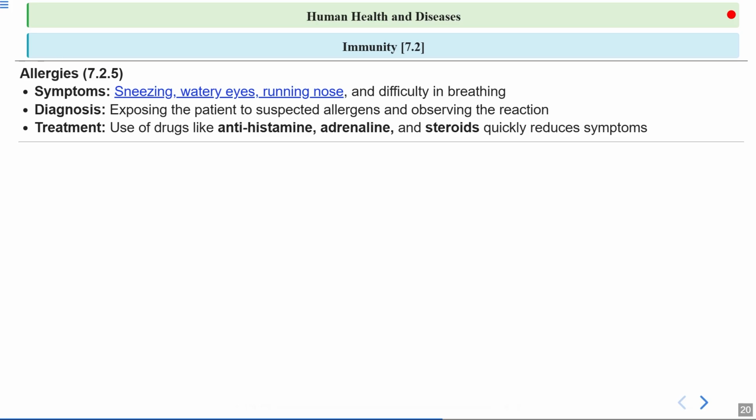Okay, finally, let's talk about the treatment of the allergies. So, drugs like antihistamines, adrenaline, and steroids are used to quickly reduce allergy symptoms. Antihistamines block the effects of histamine. Adrenaline can be life-saving in severe cases, and steroids help reduce inflammation.